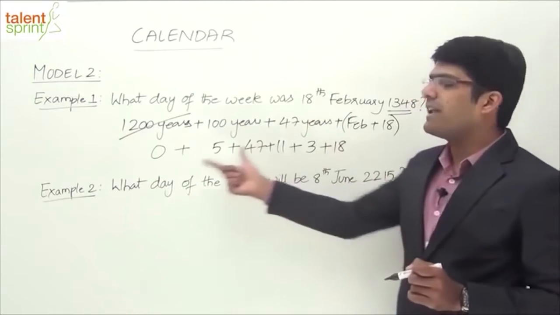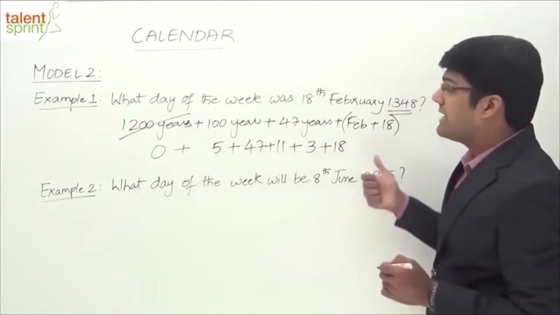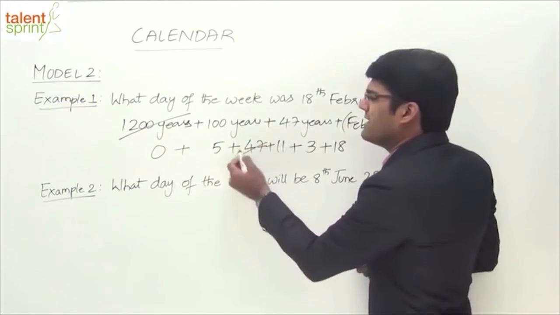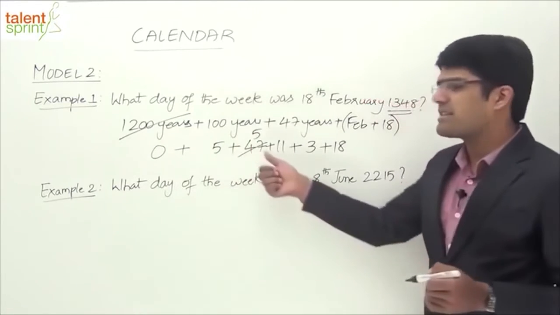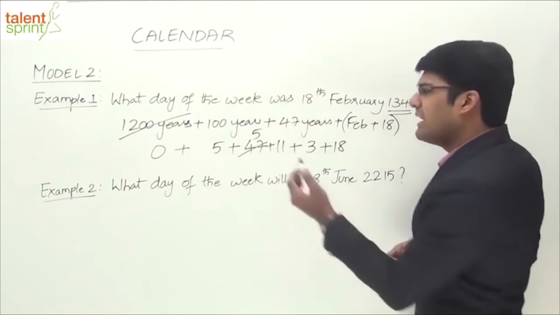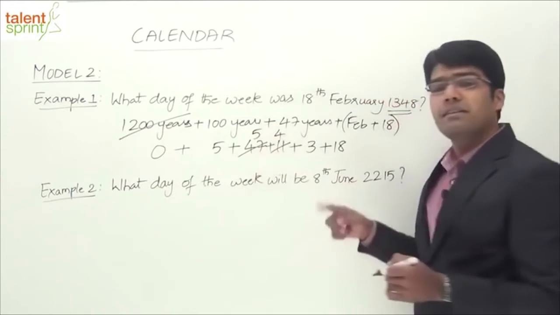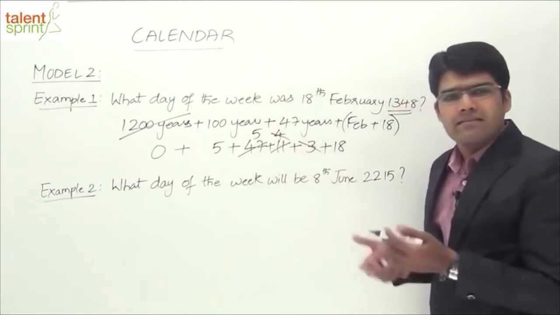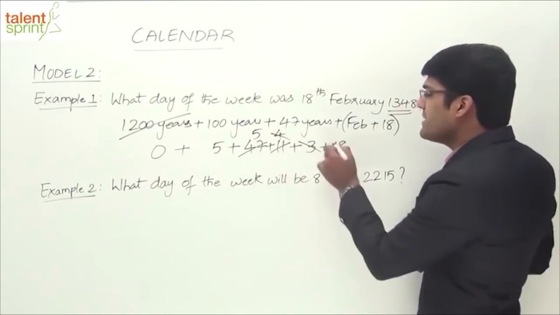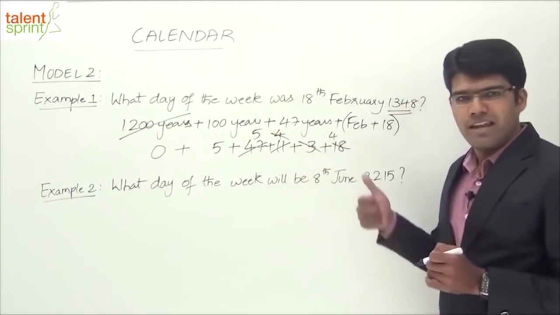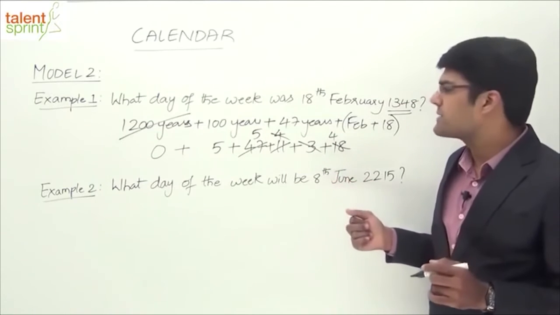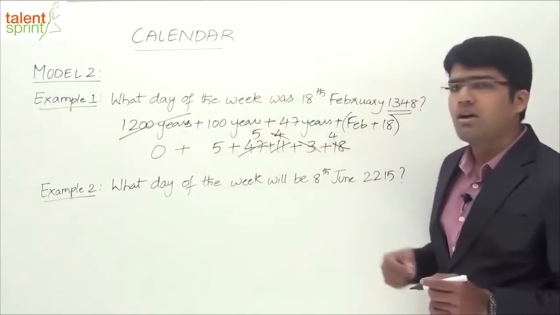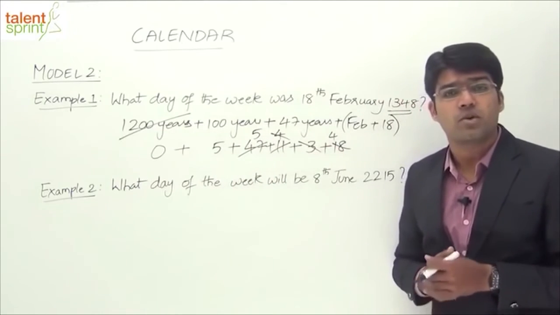Now by adding all these values we will get the total number of odd days, and that will give us the day of the week. So let's simplify this. 47 can actually be taken as 5 odd days because 47 is 6 weeks plus 5 days. 11 can be taken as 4 odd days, 1 week and 4 days. Now 4 plus 3 again gives us 7. 7 is equal to 0 odd days. 18 can be taken as 4 odd days. Yes or no? 18 is equal to 2 weeks plus 4 days. So 4 odd days. So the total number of odd days is 5 plus 5 plus 4. 5 plus 5 plus 4 is 14.